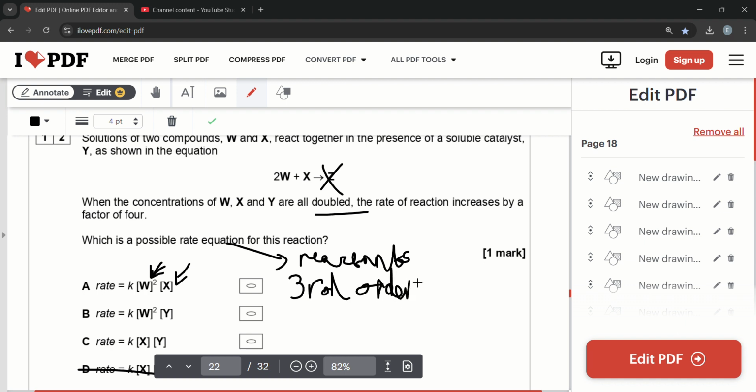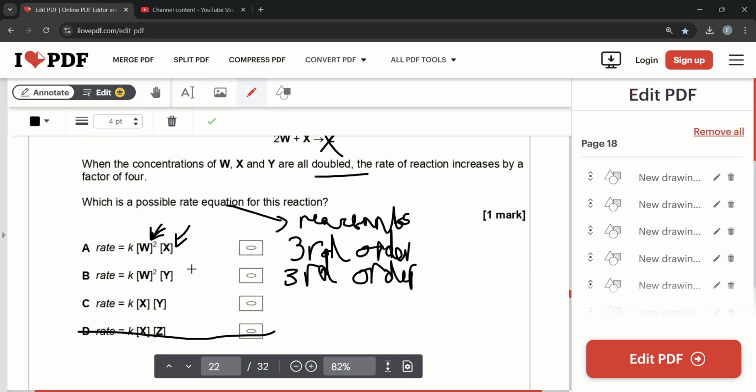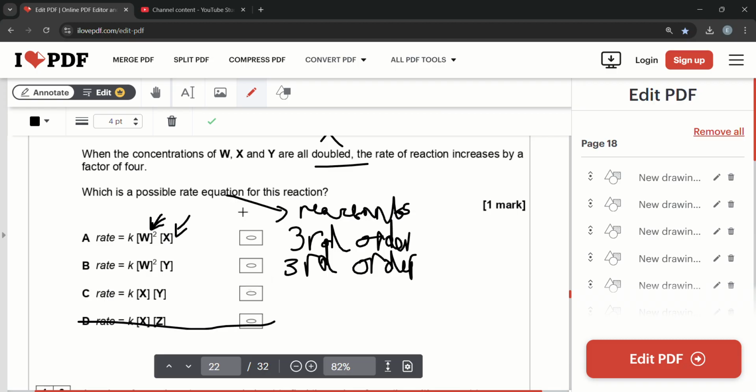That's the tricky part. This one, same, it's going to be third order. But because they're all doubled and increased by a factor of 4, well, it's got to be a total of second order, aka first order. So it's got to be C. Because think about it, 2 and then 2 times 2 will give me 4.